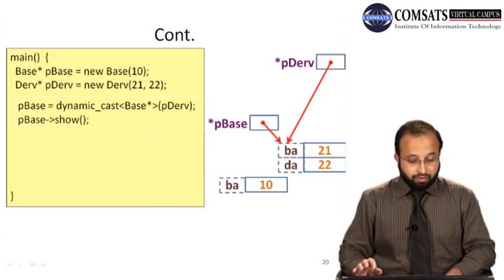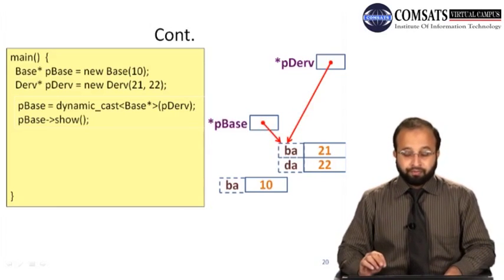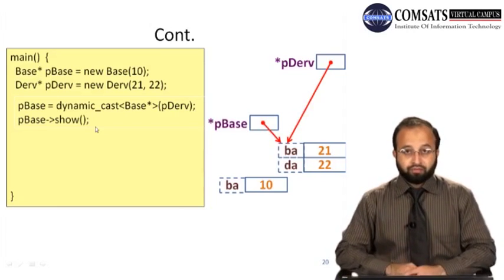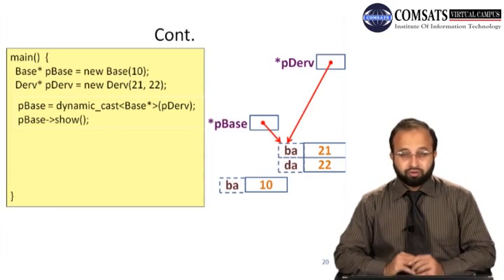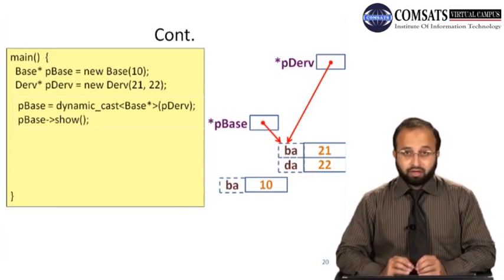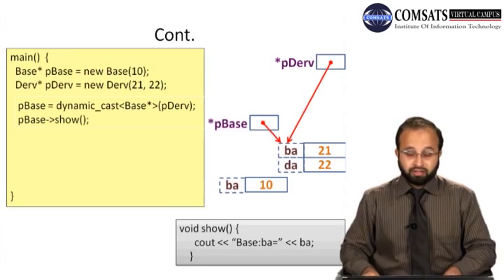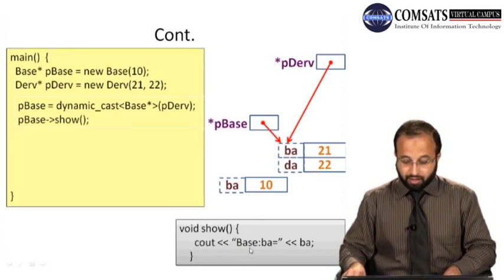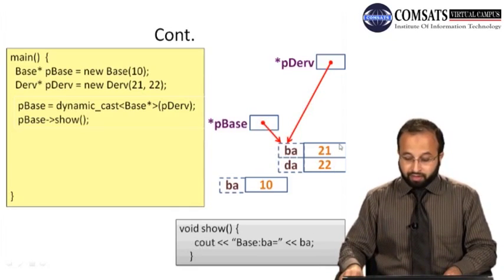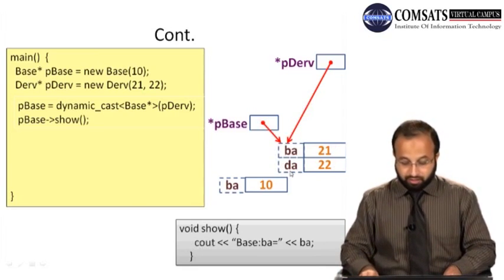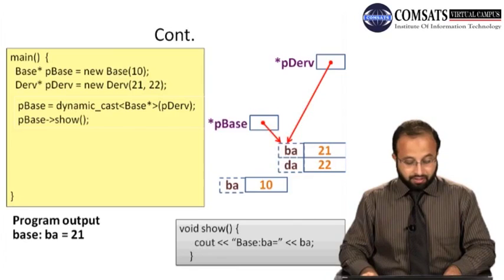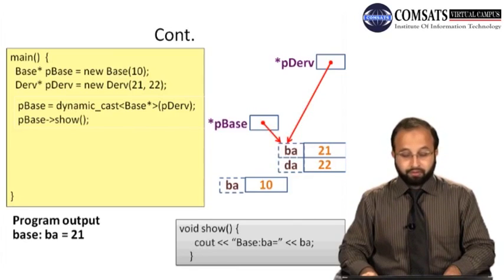Now if you execute the function P base arrow show, now the function show in the base class is not a virtual function, not a pure virtual function, it is an ordinary member function. So in this case the base class's show function will execute, that is the show function in the base class, and what it does is it will print the value of the base BA. So BA, the part of the base class in this drive class object, that is BA, its value it will display. So in the output it will display base colon BA is equal to 21.